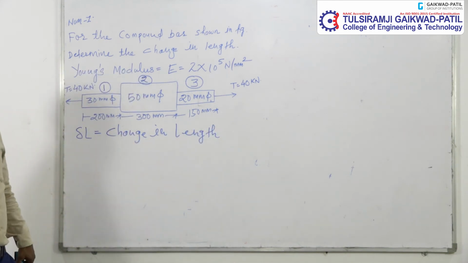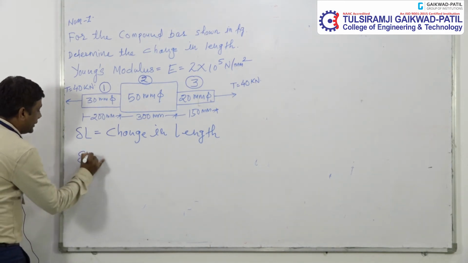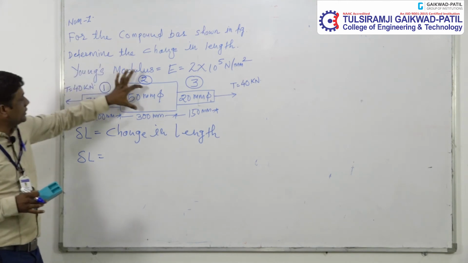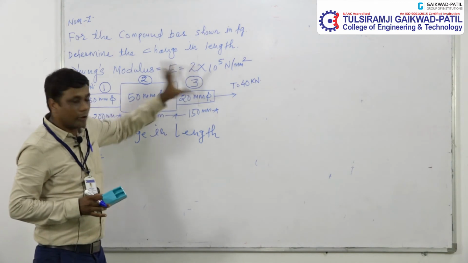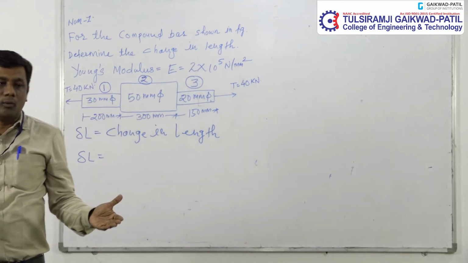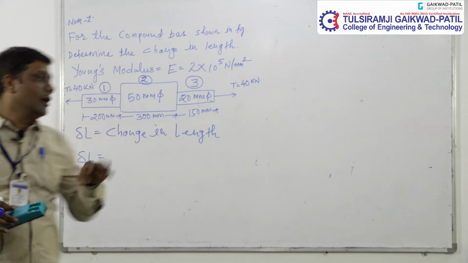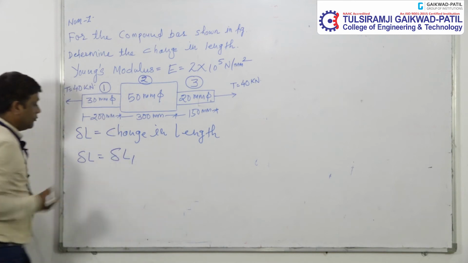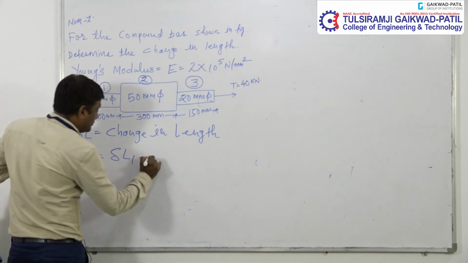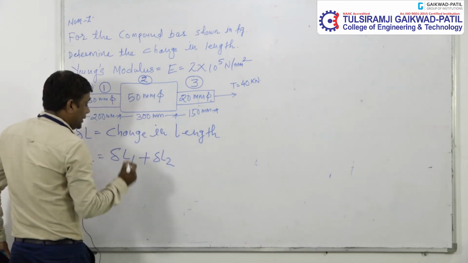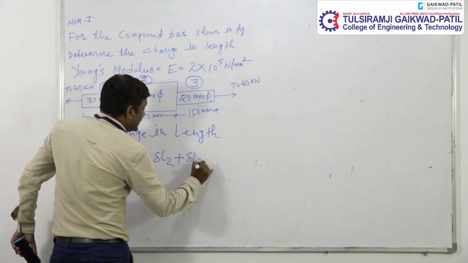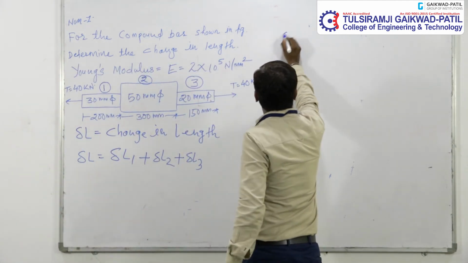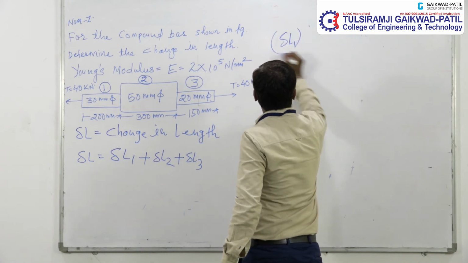So how will you get the final value of delta L? We can get the value of delta L if we calculate the change in length for material 1, the change in length for material 2 and the change in length for material 3. So by adding delta L1, delta L2 and delta L3, we will get the final value of change in length. So delta L will be given by delta L1 plus delta L2 plus delta L3. Now we are going to calculate the value of delta L1. So delta L1 is for material 1.